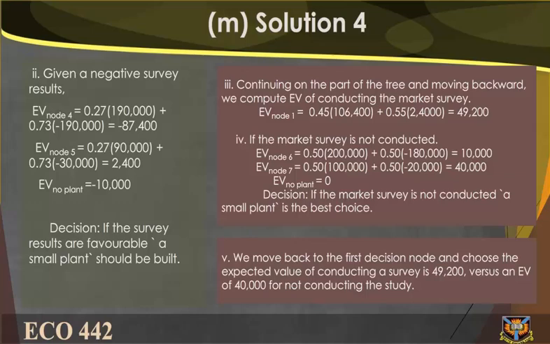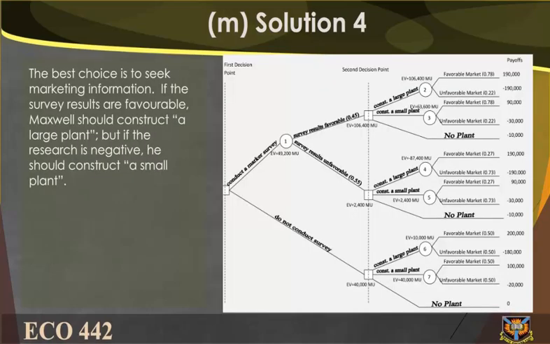5. We move back to the first decision node and choose: the expected value of conducting a survey is 49,200 versus an EV of 40,000 for not conducting the study. The best choice is to seek marketing information. If the survey results are favorable, Maxwell should construct a large plant, but if the research is negative, he should construct a small plant. End of study session 13.